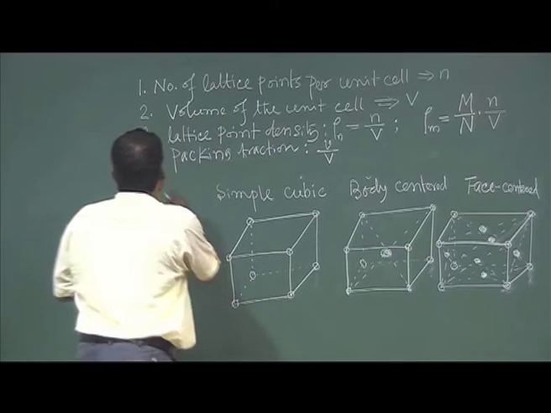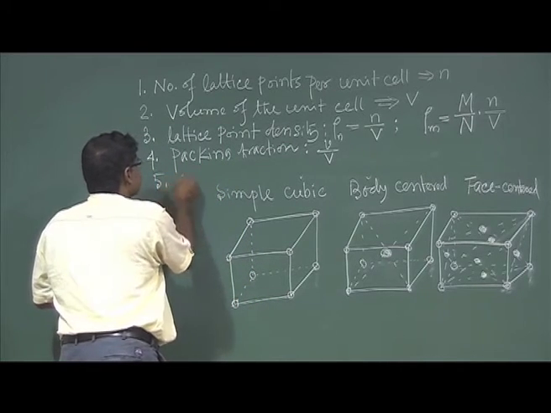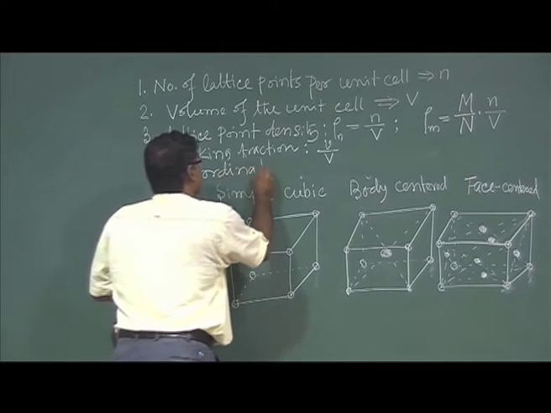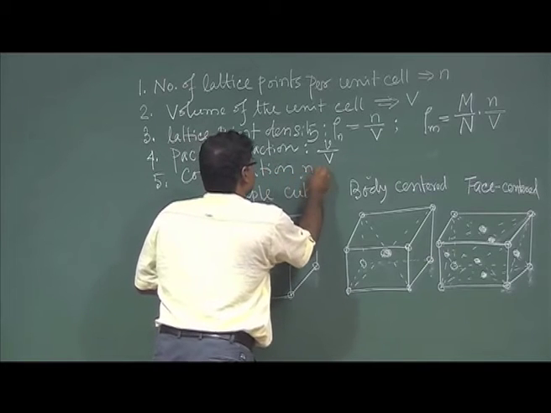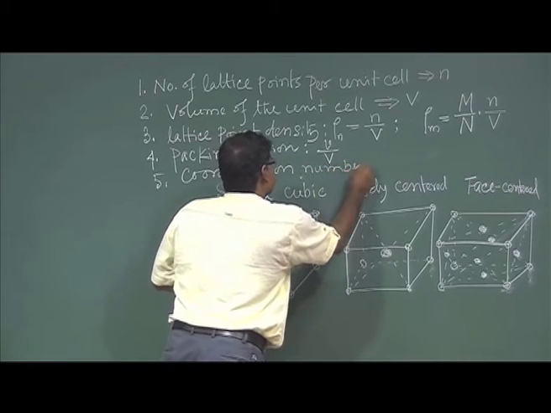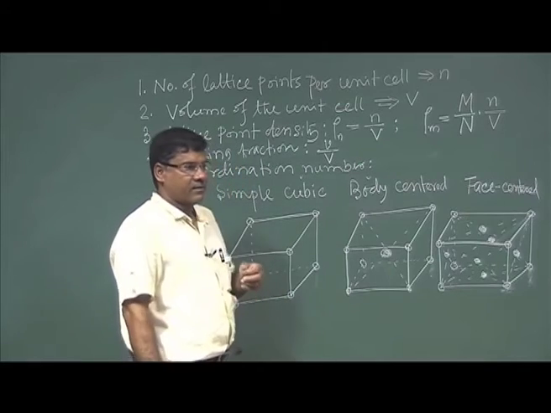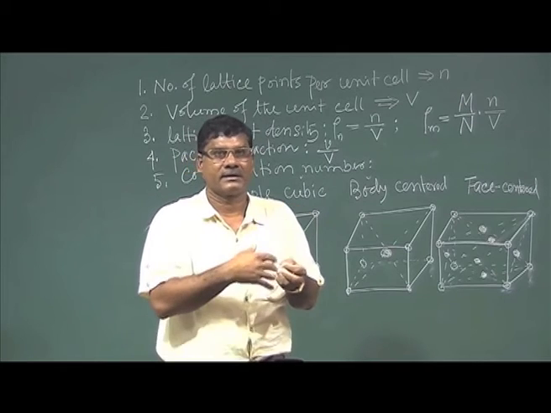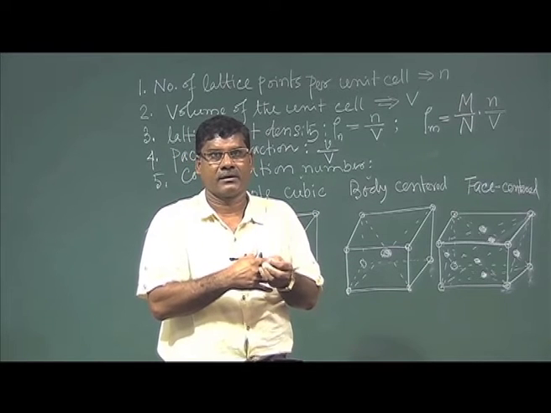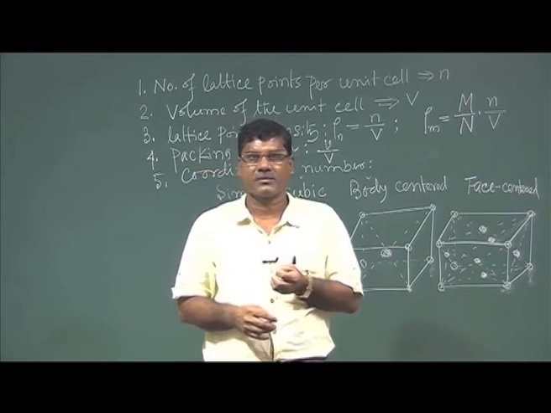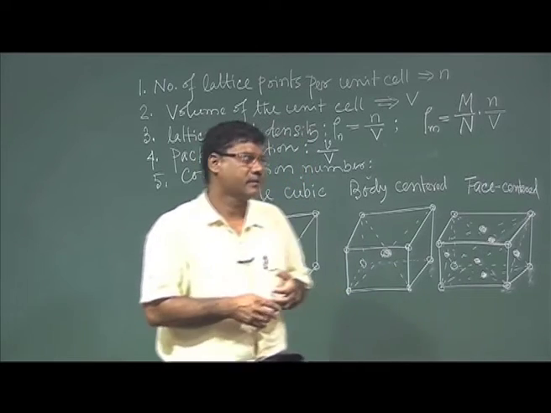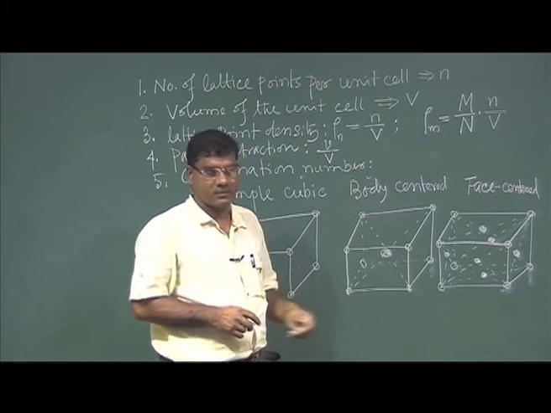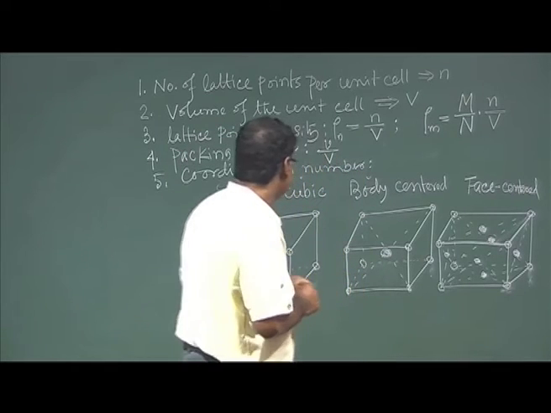Another parameter is the coordination number. That is basically, for any lattice point, how many nearest neighbors there are which are equidistant from that lattice point. That is called the coordination number. That also we will calculate.